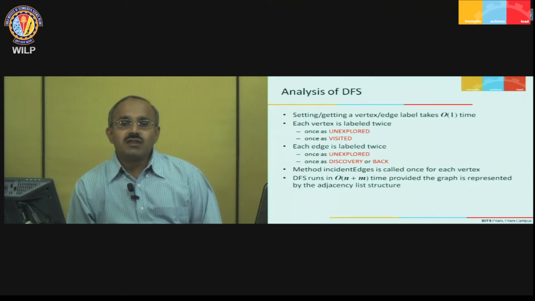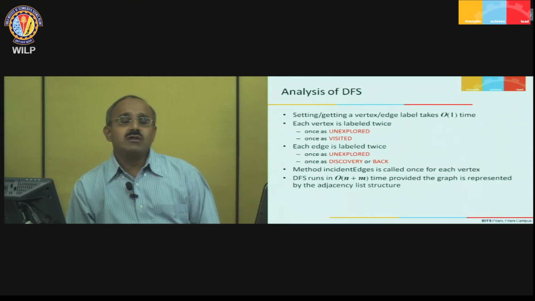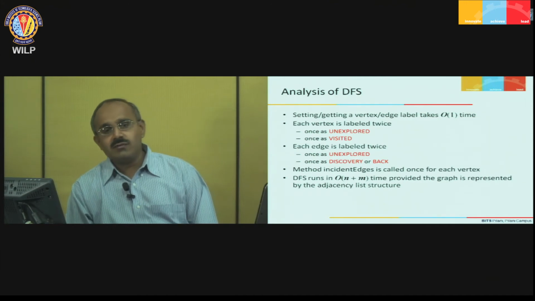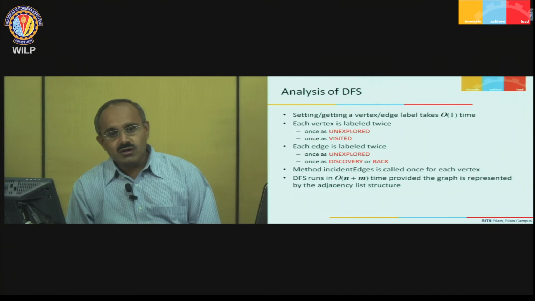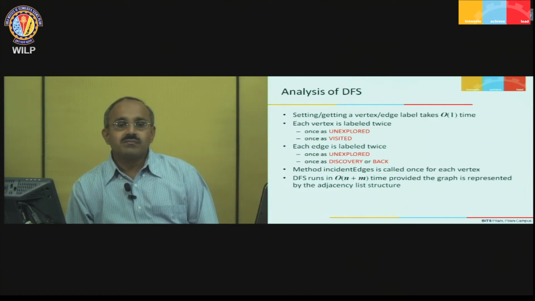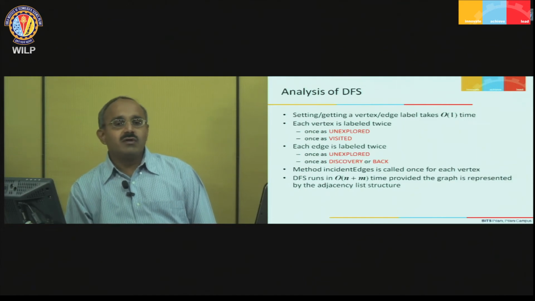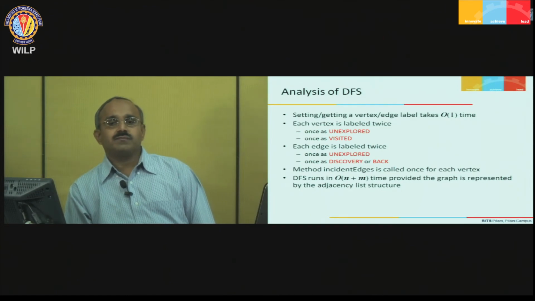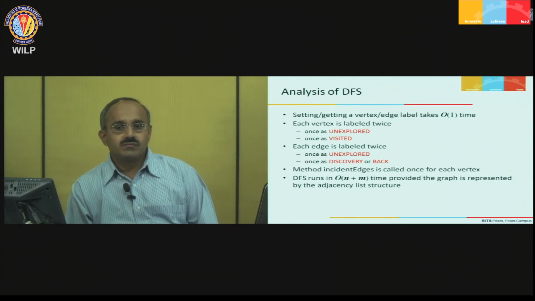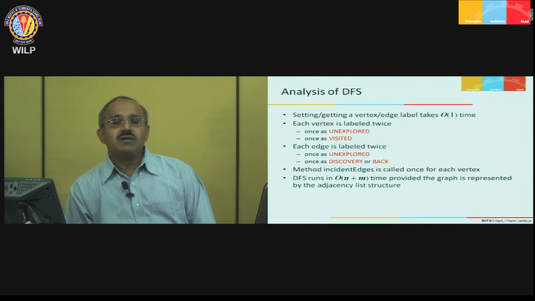The analysis of DFS is simple. Setting or getting vertex and edge labels takes constant time. That is, if you want to mark a particular vertex as visited or mark an edge as discovery or back, it just takes constant time. Each vertex is going to be labeled twice, once as unexplored and once as visited. Similarly, each edge is going to be labeled twice. If n is the number of vertices and m is the number of edges, we see that DFS runs in time order of n plus m, provided the graph is represented by the adjacency list structure.